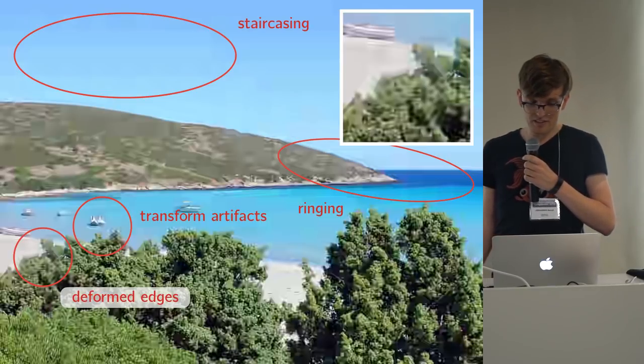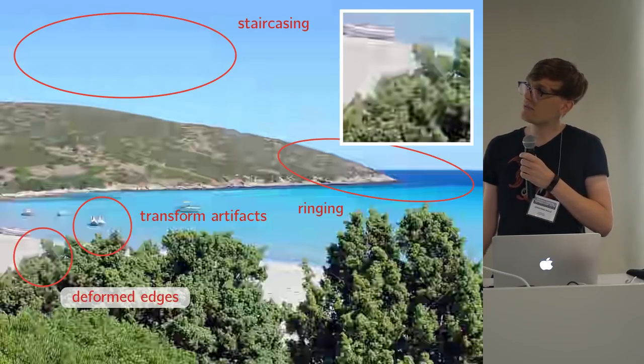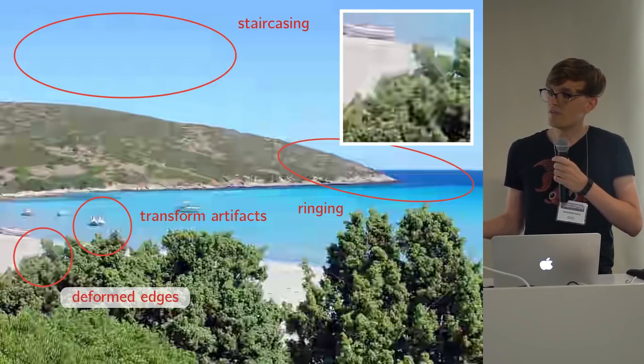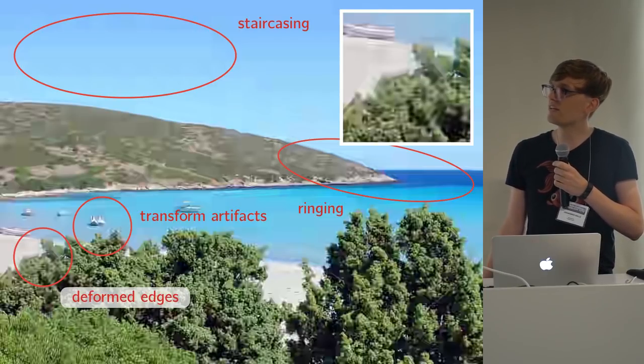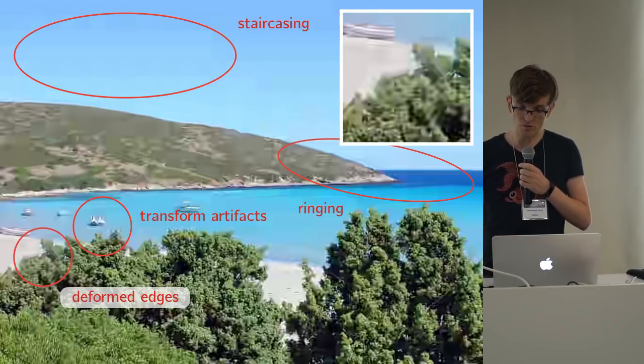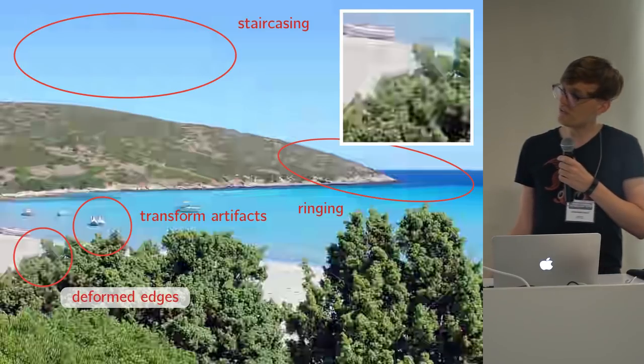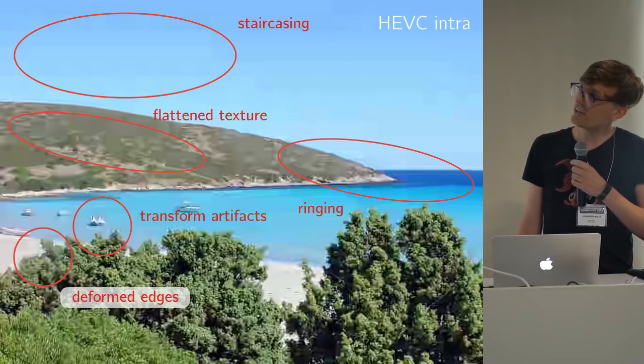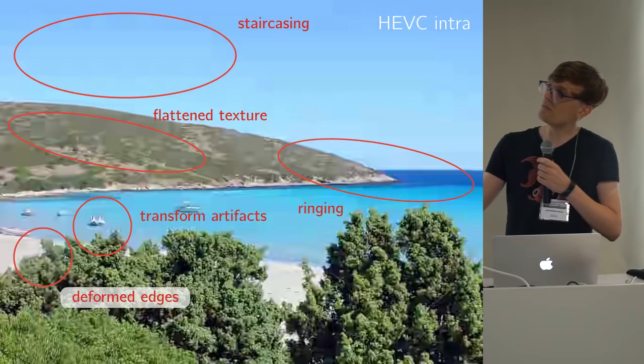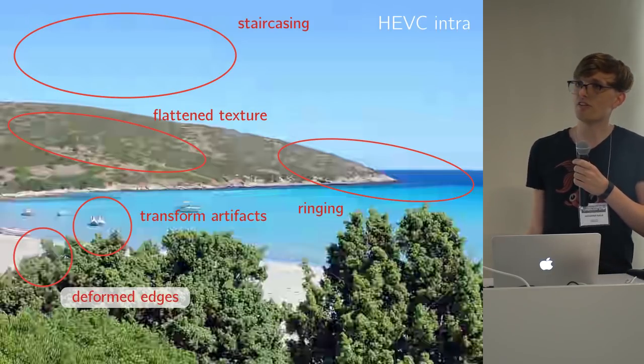Another difficulty that you will find in existing methods is if you want to do more perceptual rate allocation, that can be quite hard to do. And for instance here, the system doesn't really allocate enough bits to the texture in the background. So you have a lot of flattened texture up here.